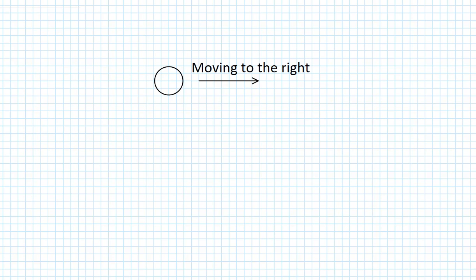We have an object moving to the right, and we want to think about what we have to do to make it go faster or to make it go slower. How would we apply a force to this object to achieve those results? Let's think about just a box sliding across the floor.